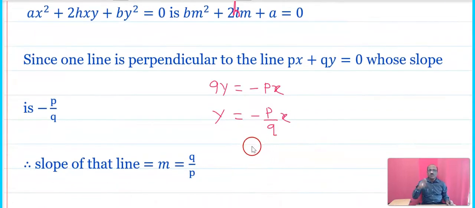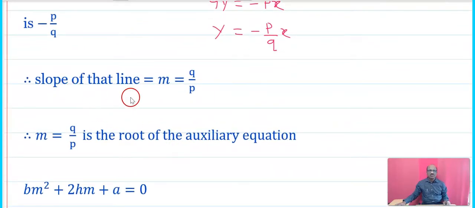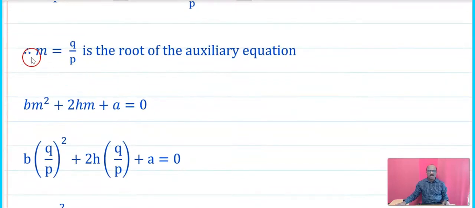Then what is the slope of our required line? It's the negative reciprocal of this, so minus and minus will become plus, and the reciprocal is q upon p. Therefore the slope of the line is m is equal to q upon p. Therefore m equals q upon p is the root of the auxiliary equation, that is bm square plus 2hm plus a is equal to 0.